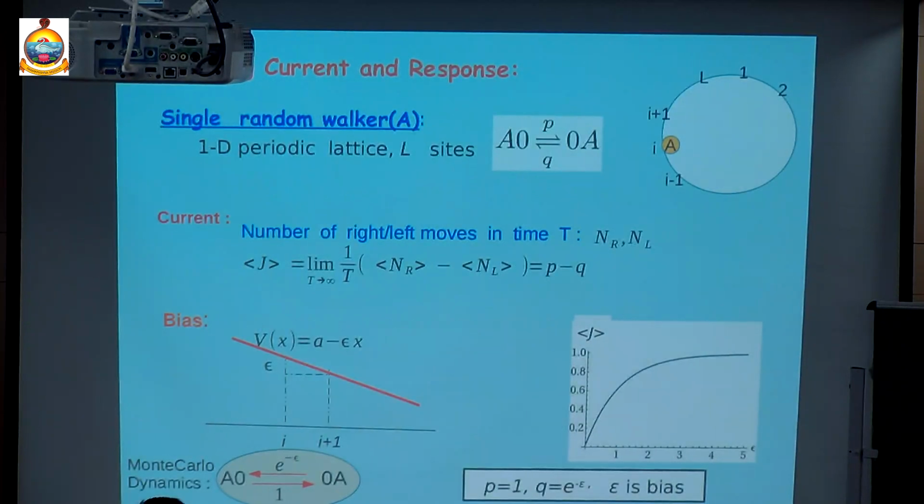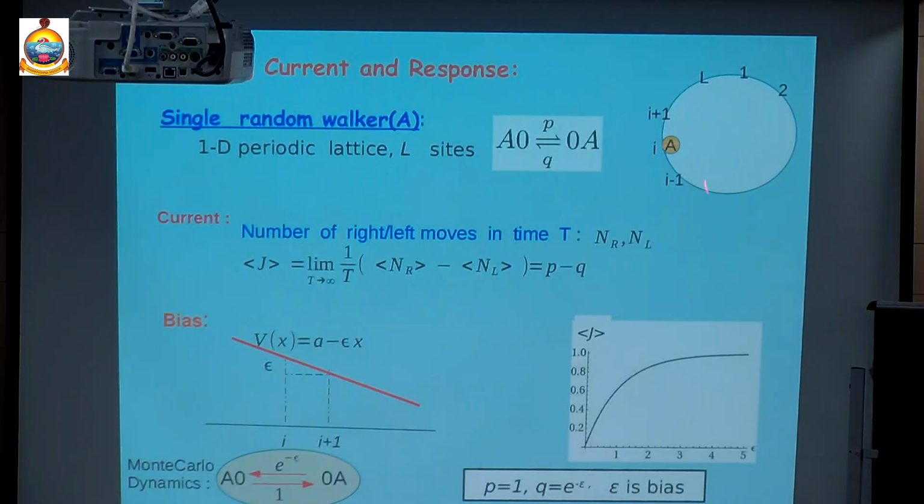Now let us say that I talked about equilibrium, and to just set the tone and define what I call current, what I call bias, let us do a very simple problem. The problem is that this is a one-dimensional lattice, and there is only one particle, and the particle can go to right more often than to left. So basically A0 can go to 0A, which means the particle moves to right with rate P, and it can go to left with rate Q. So the current will be just P minus Q.